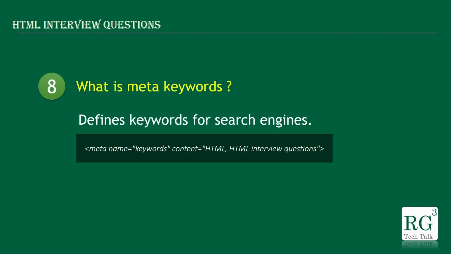Question number 8. What are meta keywords? Meta keywords are defined for search engines. So we will be using meta name equals keywords, content equals HTML interview questions. So whenever we are searching in Google, it takes HTML or HTML interview questions as a search engine keyword, and it will display your results.